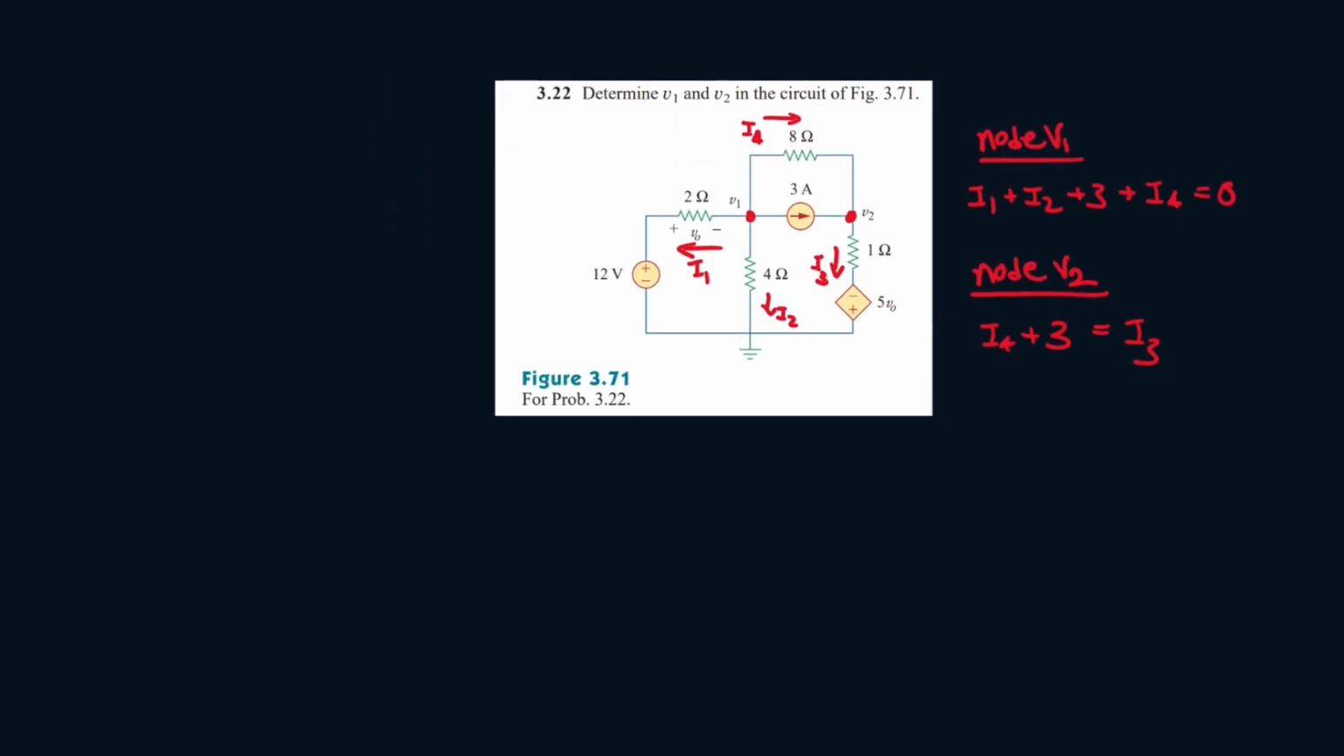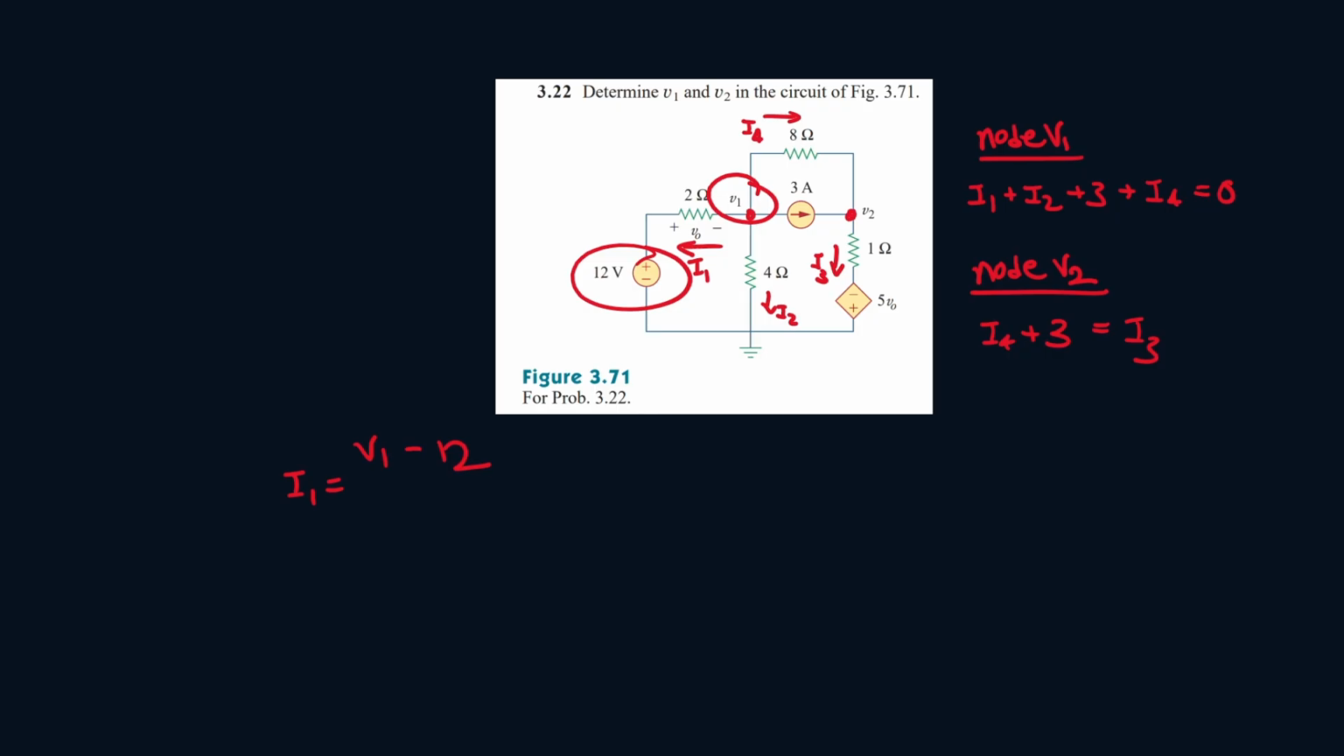Alright, now let's write the equations for our I values. So I1, it'll be V1 minus 12 because it's 12 volts here. So it'll be high potential minus a low potential all over 2 ohms. I2, it'll be high potential to low potential. This is the ground node, so it'll be 0 volts. So it'll be V1 all over 4.